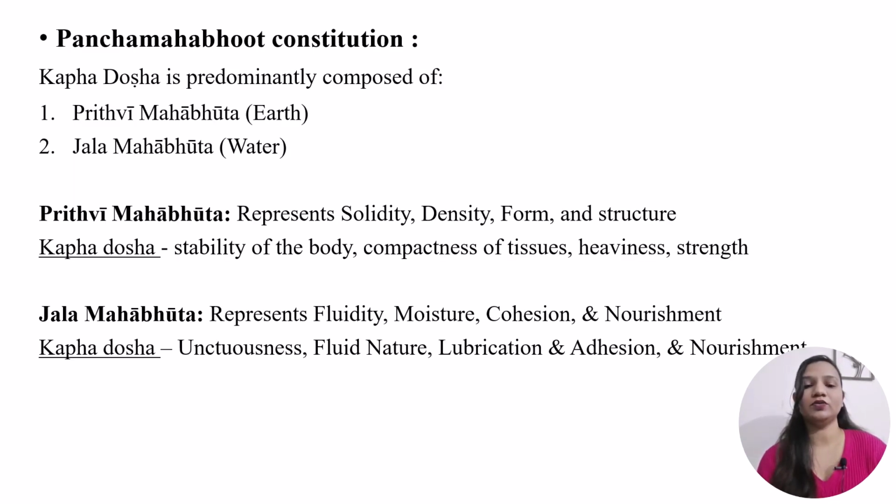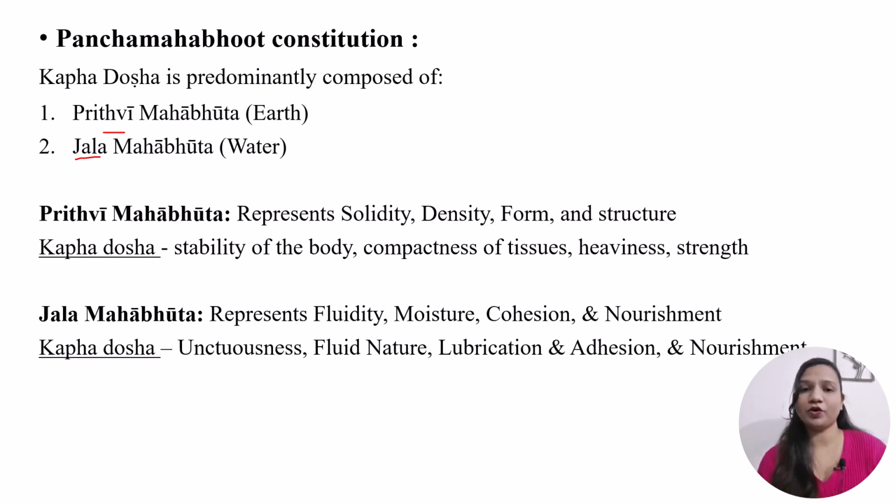now we'll learn about the Panchamahabhoot constitution of Kapha Dosh. So Kapha Dosh is predominantly composed of two important Mahabhoot. First one is Prithvi Mahabhoot and second one is Jala Mahabhoot. Prithvi Mahabhoot means earth and Jala Mahabhoot means water. So these two Mahabhoot or these two elements together maintain the structure, nourishment and stability of the body, which are the main important functions of Kapha Dosh, that is maintaining structure, giving nourishment and maintaining stability of the body.